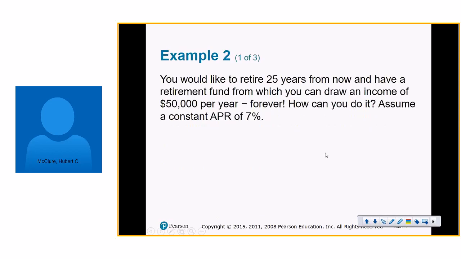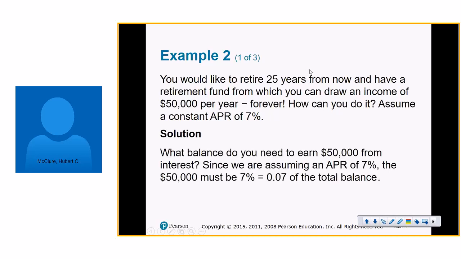Next. You would like to retire 25 years from now and have a retirement fund from which you can draw an income of $50,000 per year. How can you do it? This is the formula. You got to do this first. You've got to have an amount that you can pull from. There's the amount that you're gonna pull from.